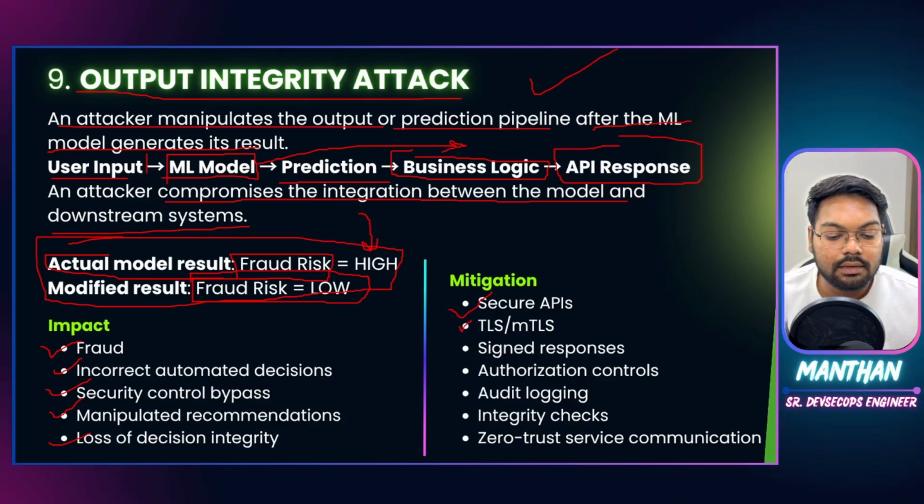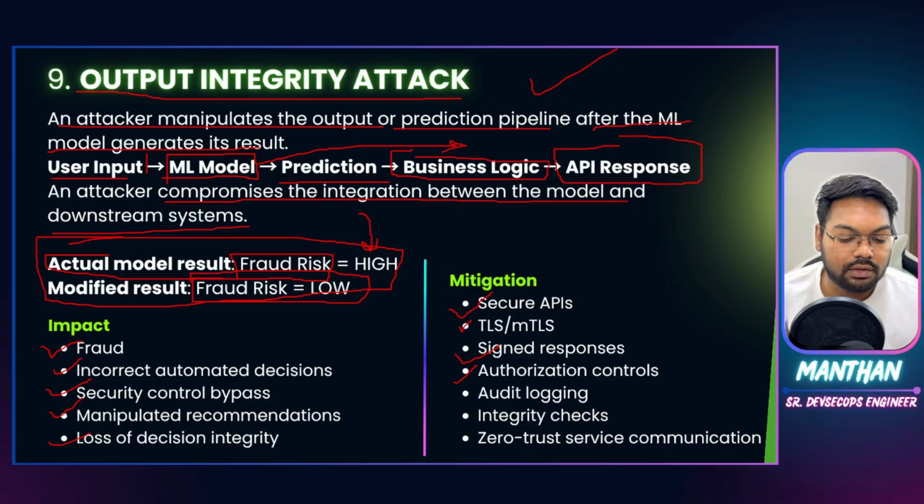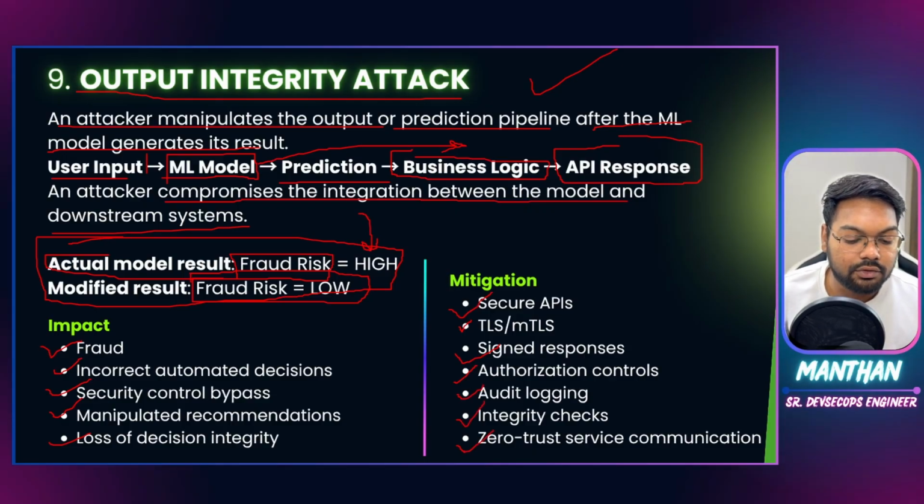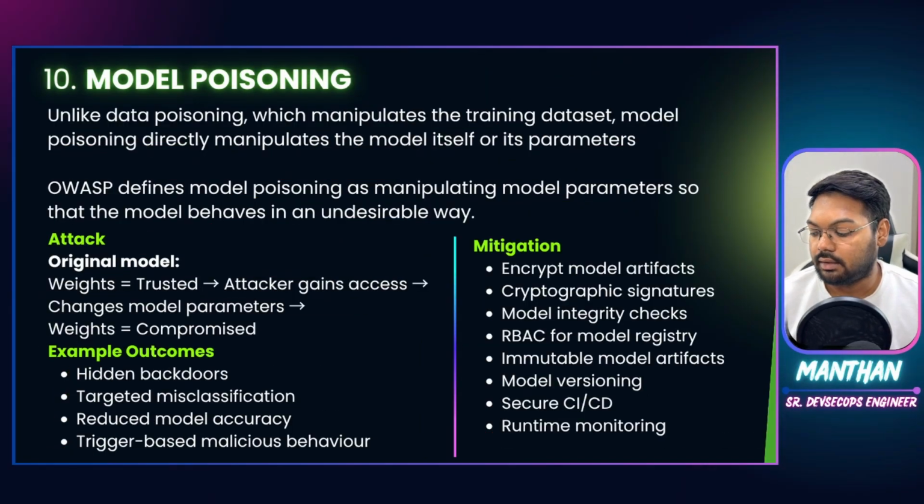So secure APIs, TLS, mutual TLS, and then signed responses, authorization controls, audit logging, and integrity checks should be there, and then zero trust service communications should be established. So those are the few things you can use to mitigate this.